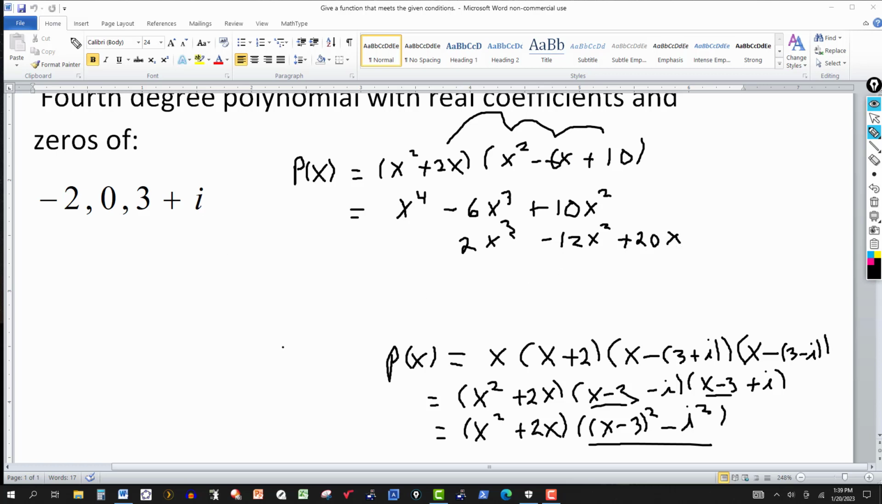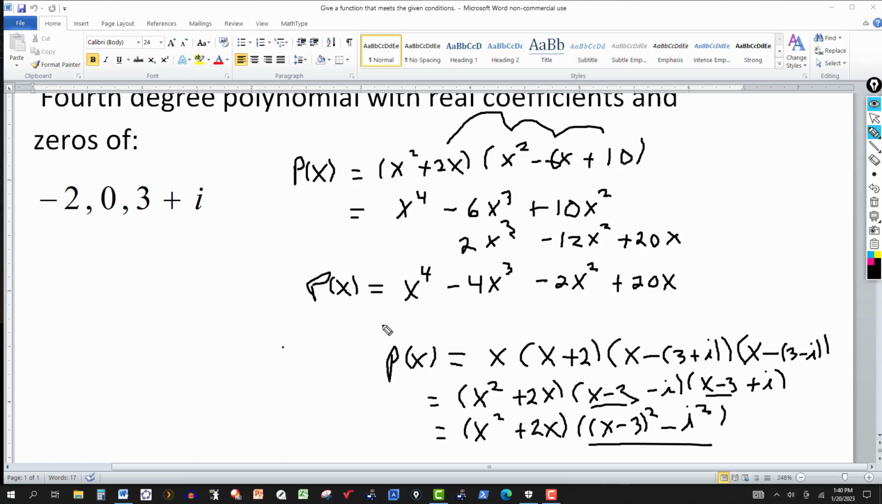And then we combine the like terms. So x to the fourth, we only have one of those, so that stays x to the fourth. A minus 6x to the third and a plus 2x to the third is a minus 4x to the third. And then a 10x squared and a minus 12x squared is a minus 2x squared. And then we have the 20x. And this is your polynomial, so I can say p of x then. The polynomial that meets those conditions is given by this.